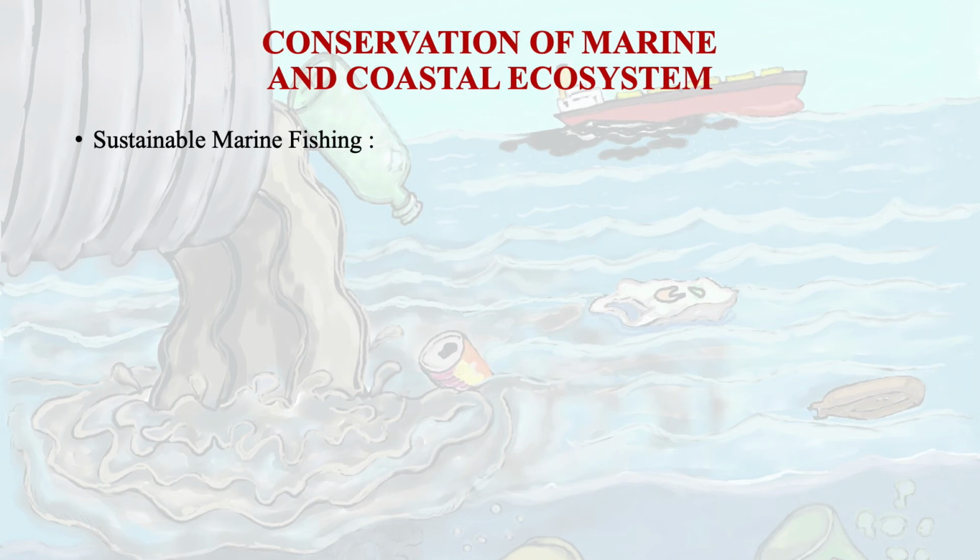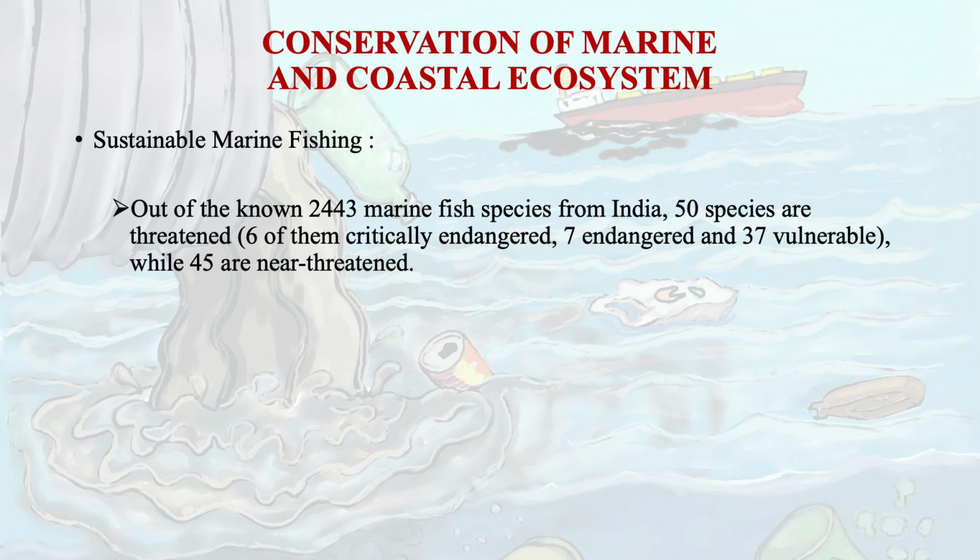Then when we talk about fishing, we know that we need to implement sustainable marine fishing. If you look into the country's figure status, out of the known 2,443 marine fish species from India, 50 species are threatened. That's quite alarming. 6 of them are critically endangered, 7 endangered, 37 vulnerable, and 45 are near threatened. It's quite alarming. This shows that this marine fish diversity is in ever-increasing danger, and it's also depleting.